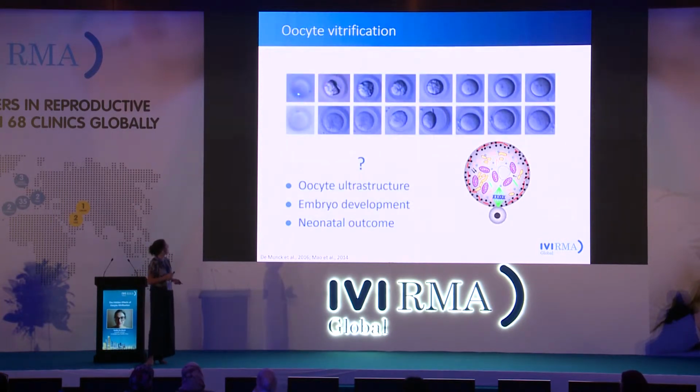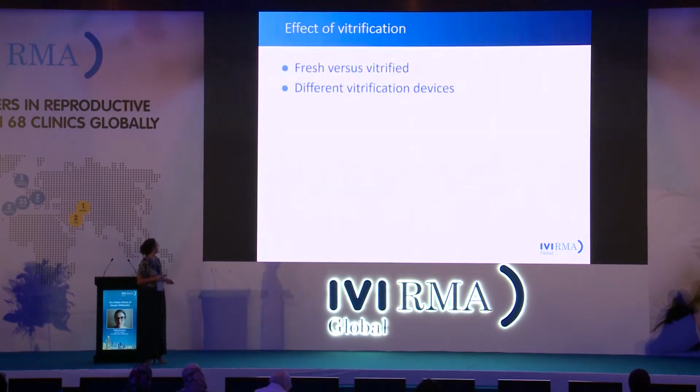So when you look at the oocyte during the warming procedure, you can clearly see that it's going through some chemical and physical stresses. And you wonder, of course, whether the oocyte that has survived at the end still has a good structure. Especially if you look at all the organelles in the oocyte, you may wonder how vitrification affects their structure. So this is what the talk will be about today.